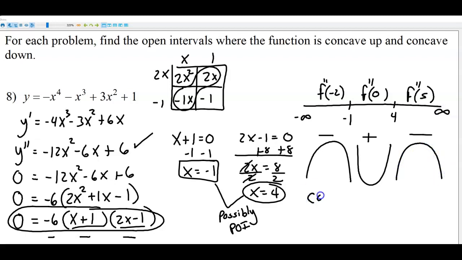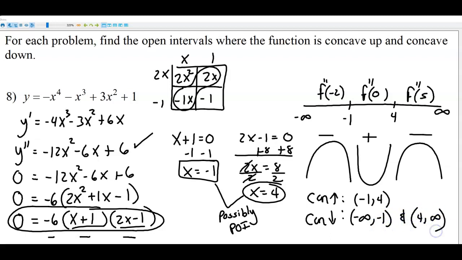And so, how we write our final answer here will be as follows. There it is.